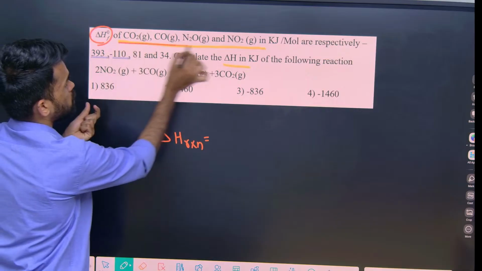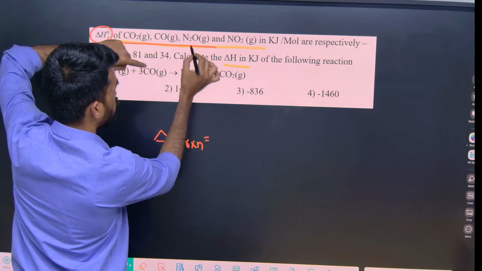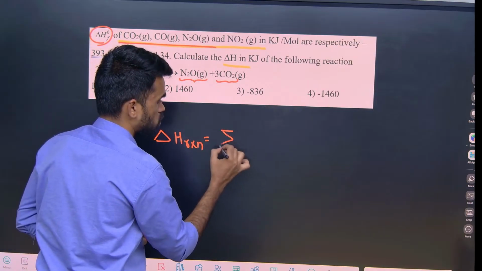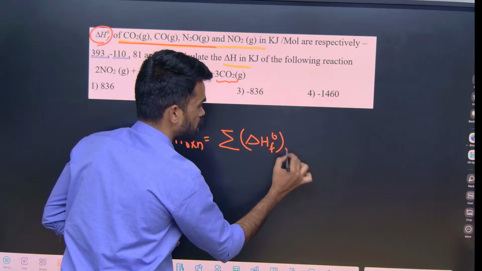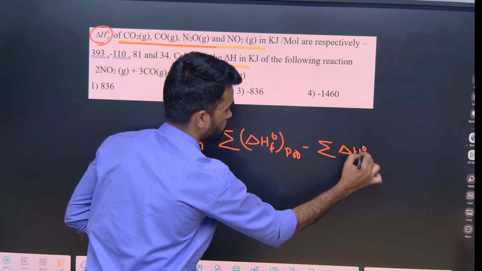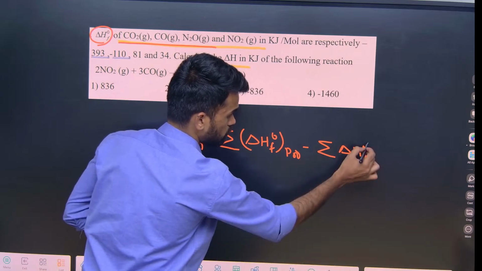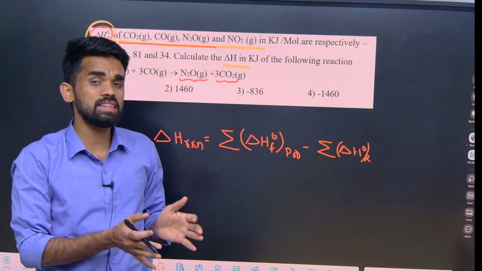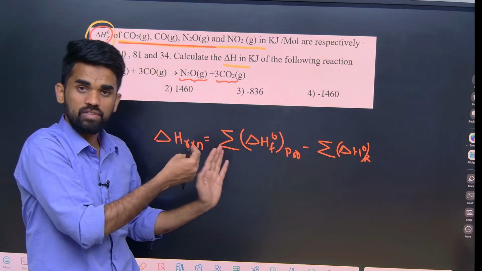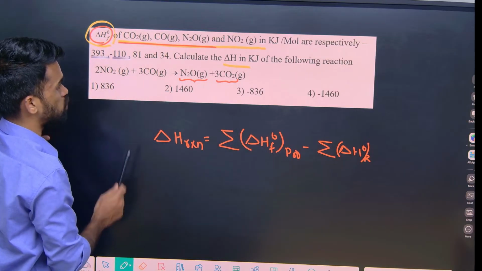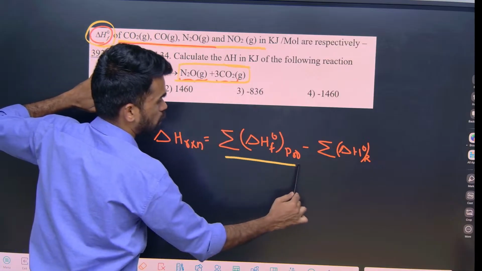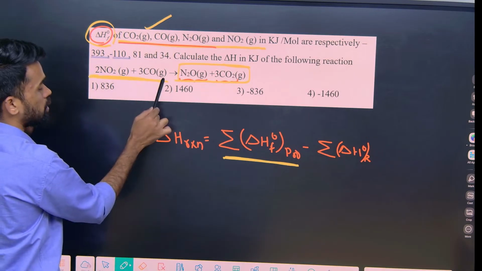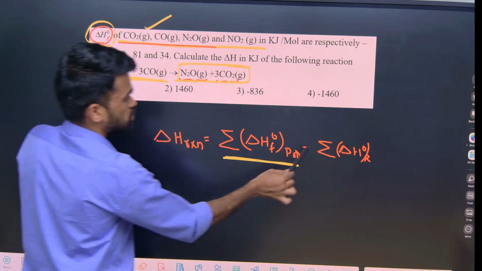So which species are forming out of these 4? You take them as products: NO2, N2O and CO2 are the products. Whenever heat of formation is given, take the summation of enthalpy of formation of products minus the summation of enthalpy of formation of reactants. Whenever standard enthalpy of formation is given, use this formula. If standard enthalpy of combustion is given, you take enthalpy of combustion of reactants minus products, because the reactants are undergoing decomposition, so that's why this negative symbol is used here.